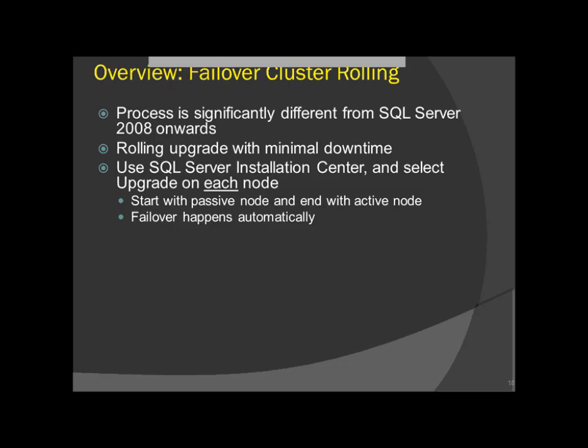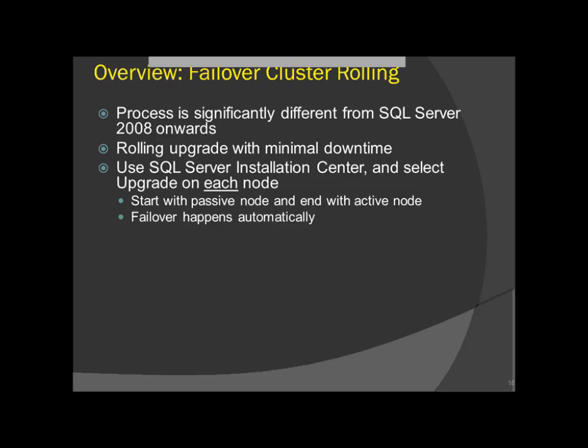So let's see an overview of how failover clustering upgrade works, since we talked about high availability as a feature upgrade. Since 2008 onwards, the upgrade of your failover clustering services has changed from the previous 2005. You can do a rolling upgrade with minimal downtime. Everything you can do from the installation center, because now SQL Server can be installed using a landing page called SQL Server Installation Center, so that you can upgrade. You can choose a specific instance to do that.